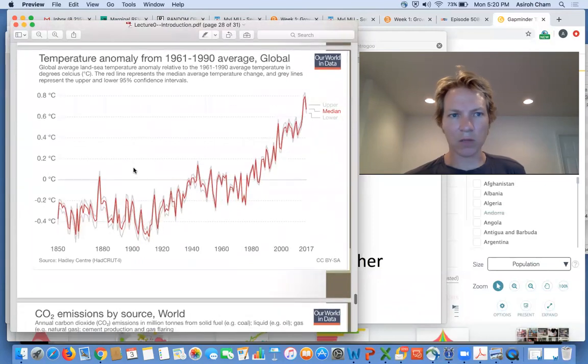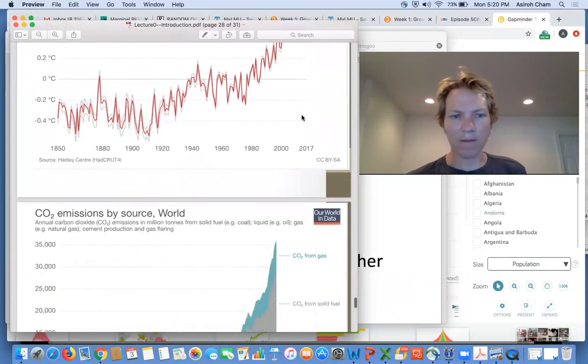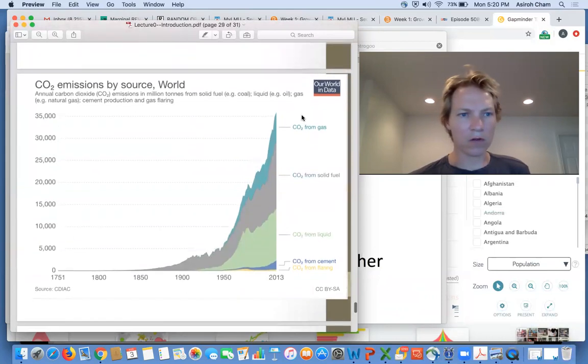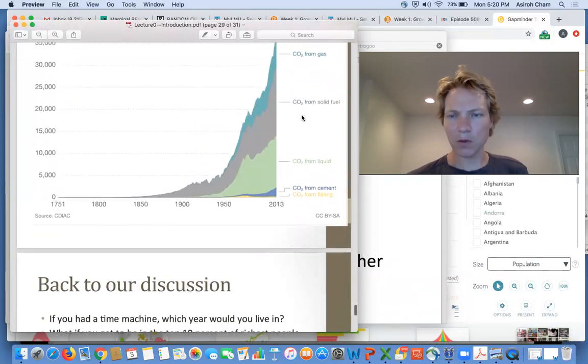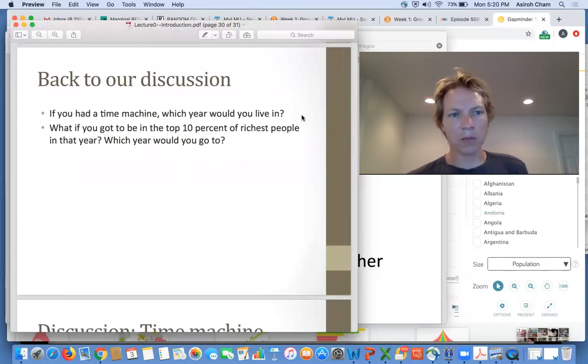And of course, we should be concerned about global warming, which is also a phenomenon that may end all of this growth that has happened over the past so many years. Okay, but we're going to look at those at the end of the course. Okay, so back to our discussion.